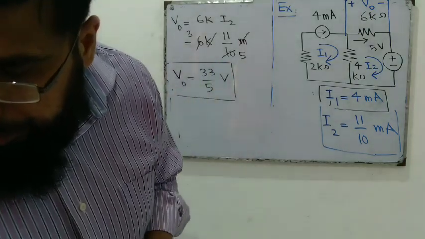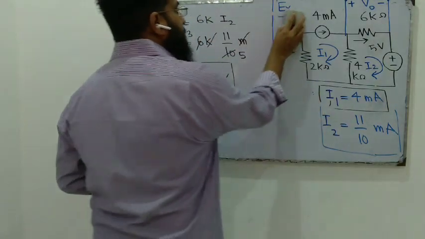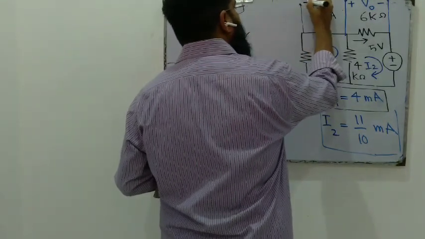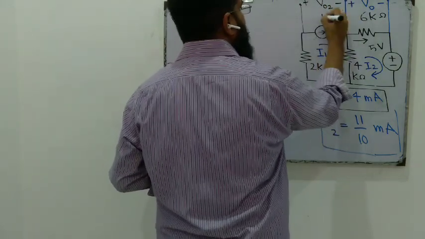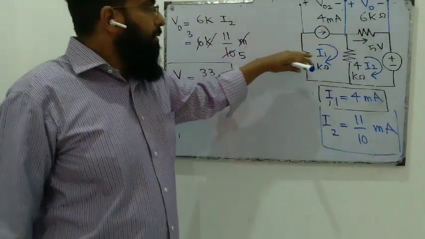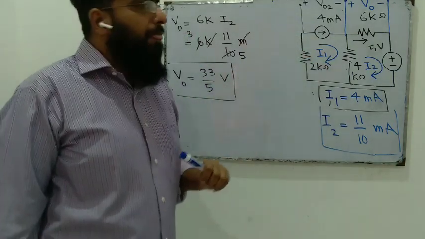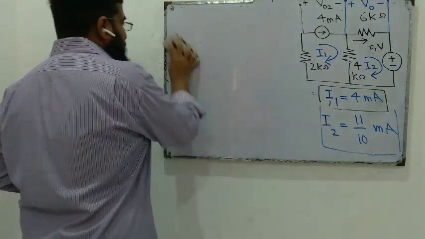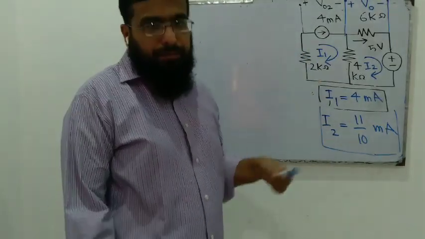One other voltage that we want to find is across this 4 milliampere current source. Maybe let's call it V out 2. How would you find the voltage drop across this current source? The current flowing through this branch is, of course, 4 milliampere. But what's the voltage drop across it? For that, we cannot apply Ohm's law because we don't know its resistance. Its resistance is assumed to be very high.